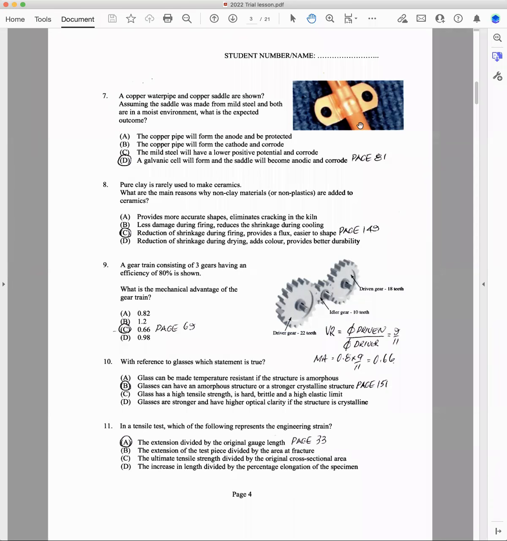And so this will be the anode, and that will be the cathode. And the cathode will consume the electrons coming from the saddle. So a galvanic cell will form, and the saddle will become anodic and corrode. And you can see that on page 81 in the red book.